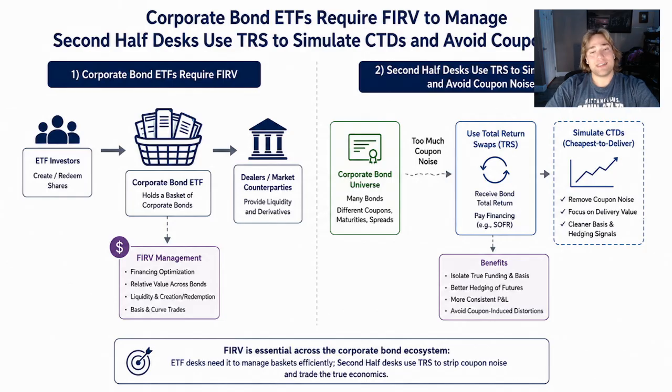And now you can see in the second half of the image, there are a lot of total return swaps being written on the cheapest to deliver bond, just so a desk or a firm or any party with enough capital can simulate a basis delivery trade without having to deal with, oh, we've got a coupon in 5 days.